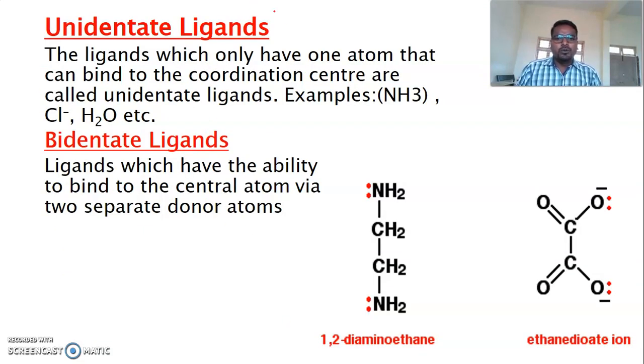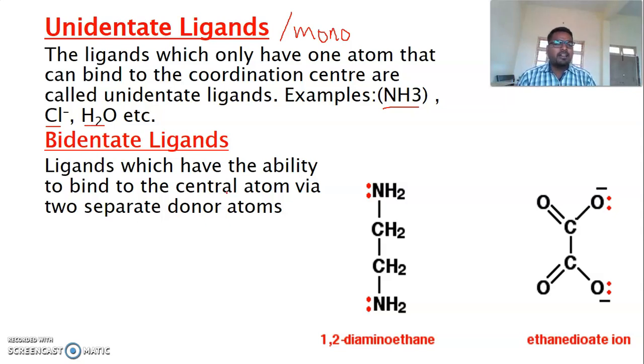Unidentate ligand. The monodentate ligand is also called a unidentate ligand. This monodentate ligand donates only 1 pair of electrons, so it forms only 1 single coordination bond with the central metal atom. So these are called monodentate ligands. The best examples are amine, chloride, bromide, carbonyl, carbon monoxide, water. So these are all monodentate ligands.